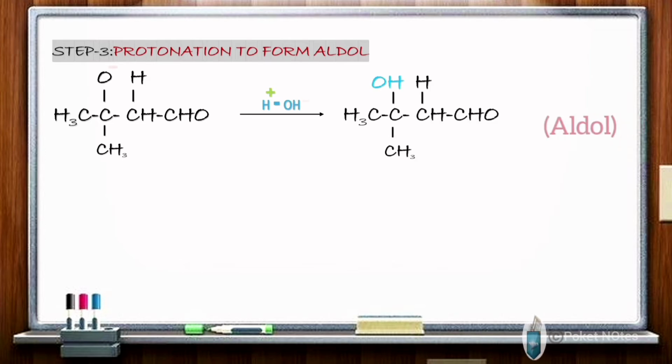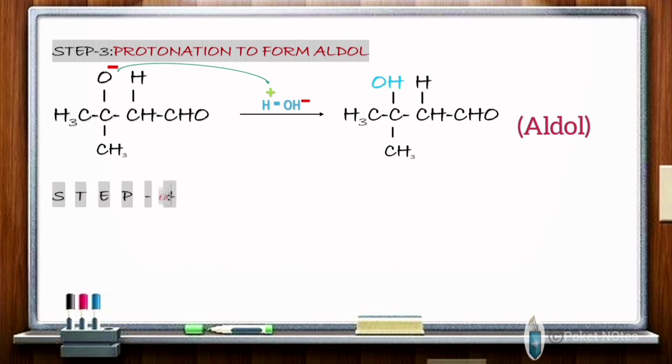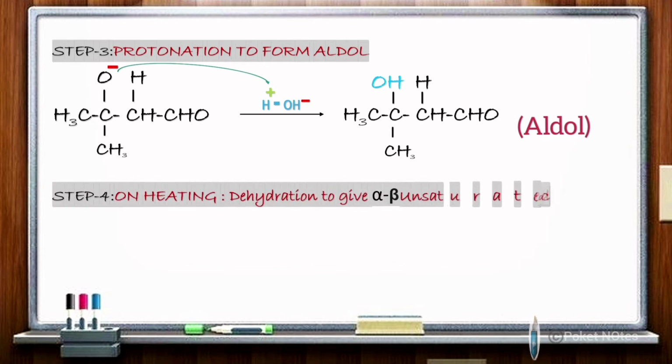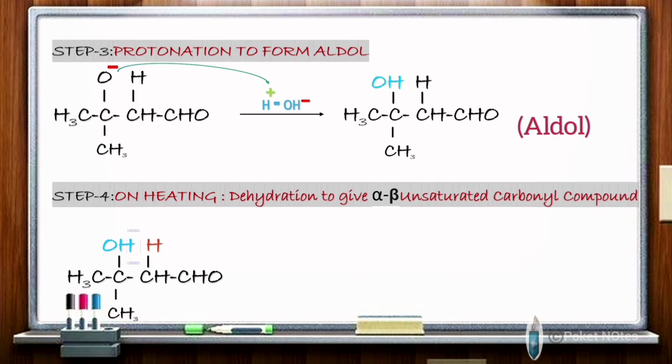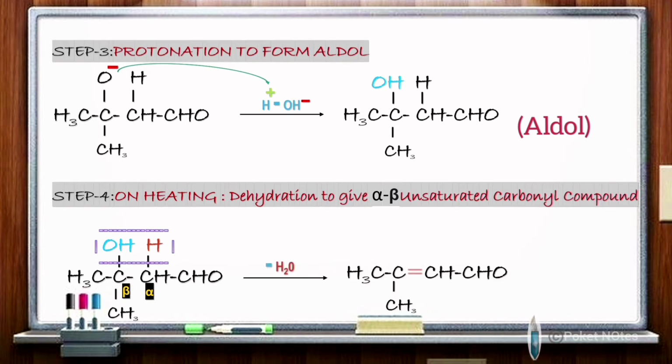At the last step, on heating, dehydration takes place to give an alpha beta unsaturated carbonyl compound. See, from the beta position and alpha position, water is removed together to give 3-methylbut-2-en-1-al.